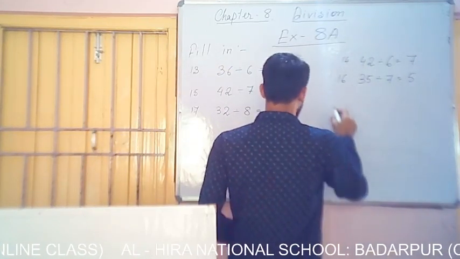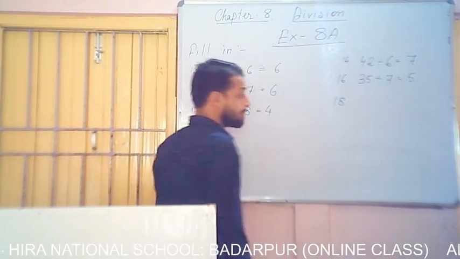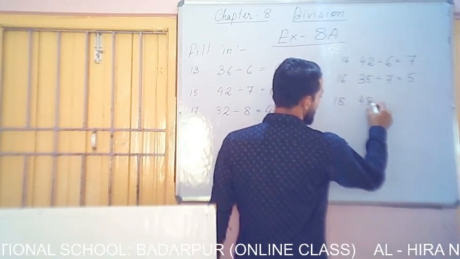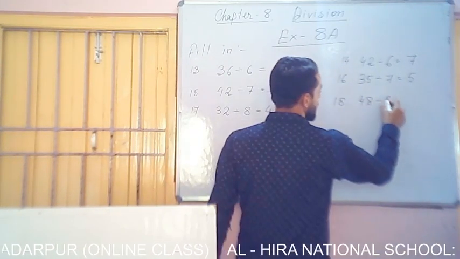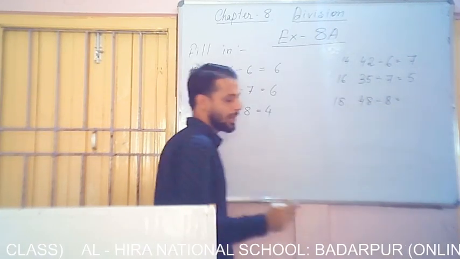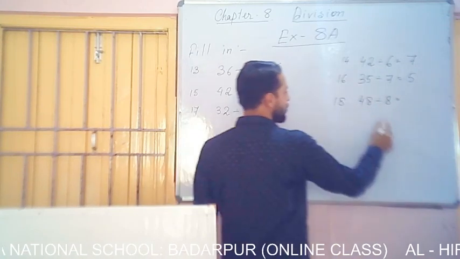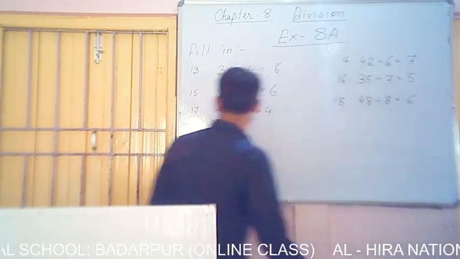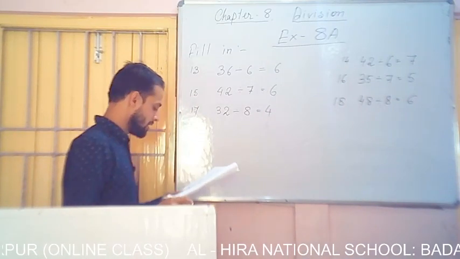Next question number 18. Question number 18 is 48 divided by 8. Here we have to follow the 8 multiplication table. So 8 6s are 48.